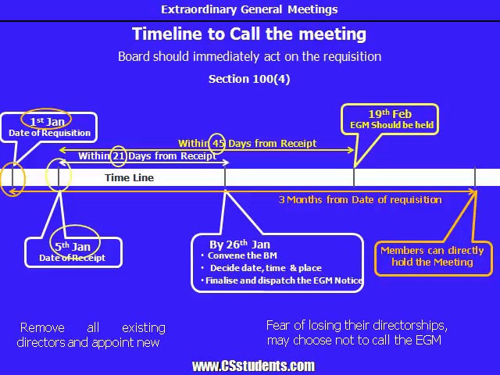If meeting is not called, the shareholders can call the extraordinary general meeting themselves within 3 months from the date of requisition, means 3 months from 1st January. So for directors, timeline starts from the date when the requisition is received. However, for shareholders, the timeline starts from the date of requisition. But the law has given the first 21 days from the date of receipt to the board. In that period, shareholders will not be able to call the meeting, as board's timeline is not yet over.